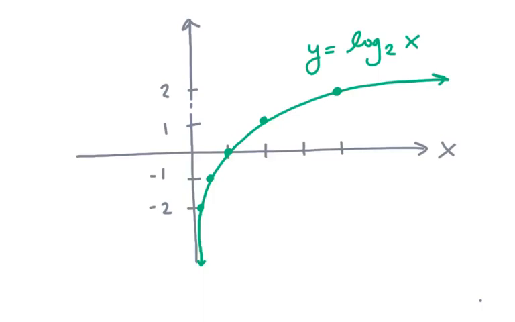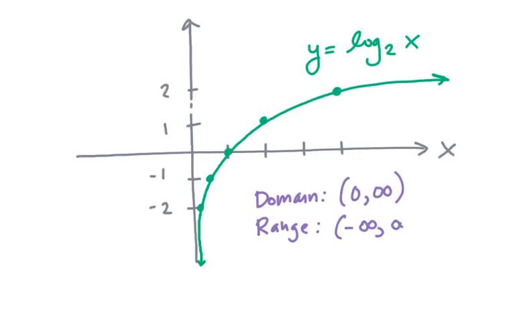So the domain of a log without any transformations in the horizontal direction will be from 0 to infinity. And it will never cross x equals 0, so we do use parentheses. And the range will be all real numbers, negative infinity to infinity. In the y direction, we don't have any restraints.